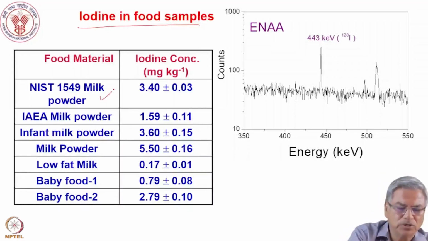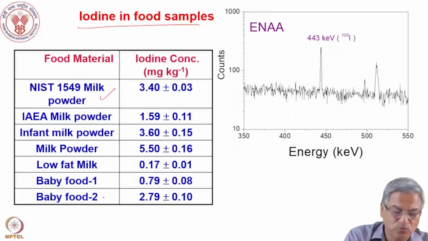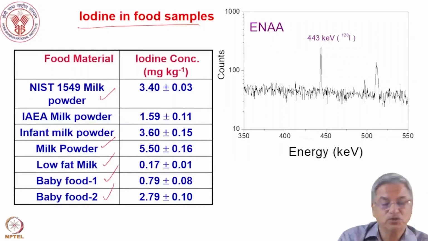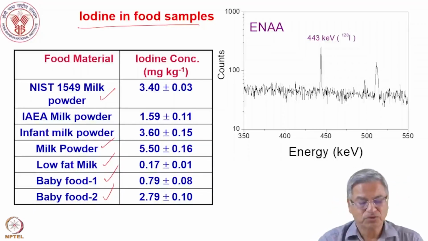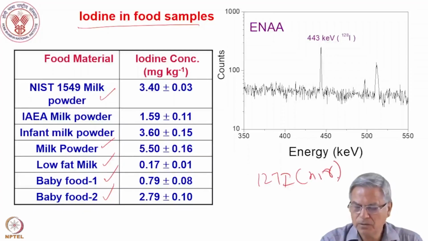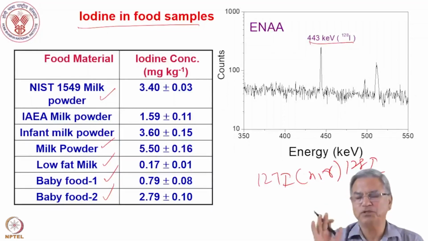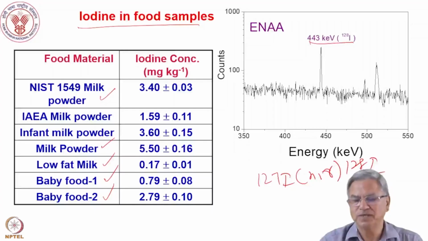So we have milk powders. This group did the nutritional analysis of different milk powders, different baby foods, low fat milk powder, and so on, and found out the concentration of iodine in milligram per kg. This is the gamma ray spectrum of iodine: iodine 127 and iodine 128. You can see the 443 keV gamma ray, highly selective, so you do not have any doubt; there is no interference in that peak area.